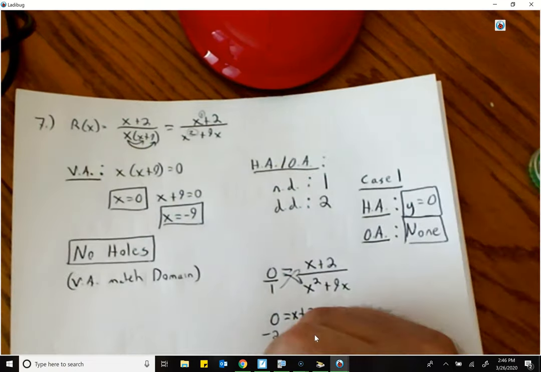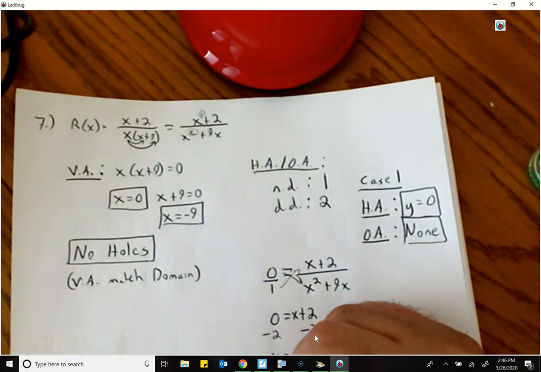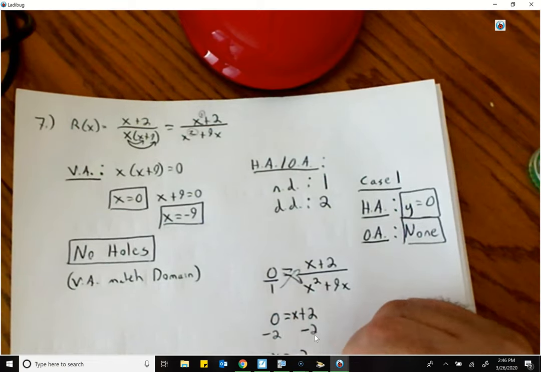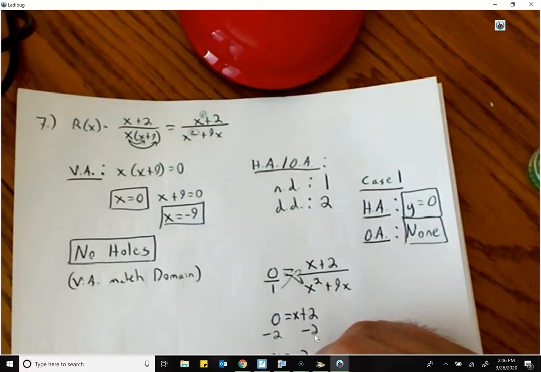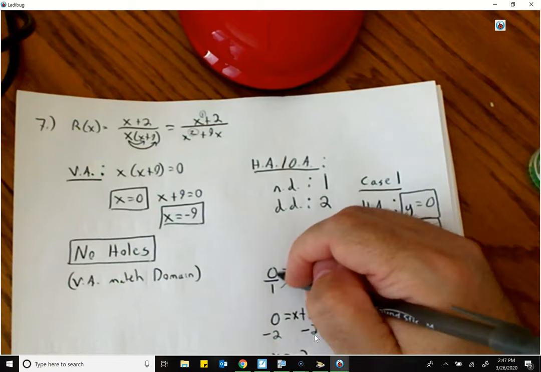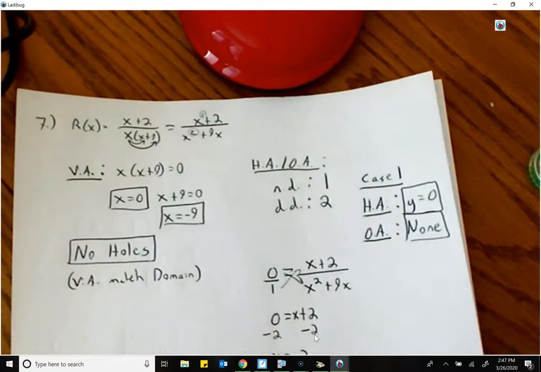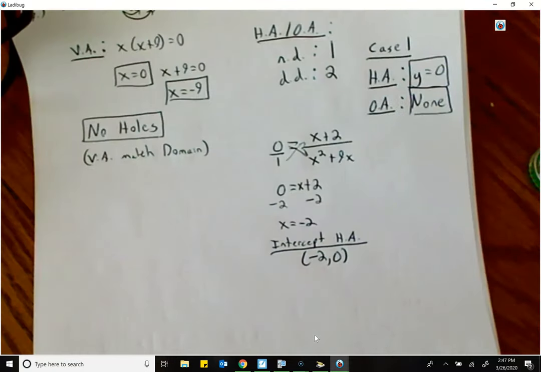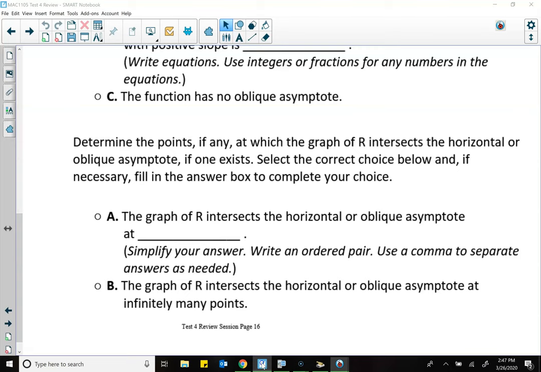So this means that we will intercept the horizontal asymptote. And it will happen at negative 2, comma, what was the y value? 0. So we will actually go through the horizontal asymptote at negative 2, 0. So that's what this question is asking. The graph, so we'll select A, and the graph of R intersects the horizontal or the oblique, and then in here you will put negative 2, comma 0. Okay?